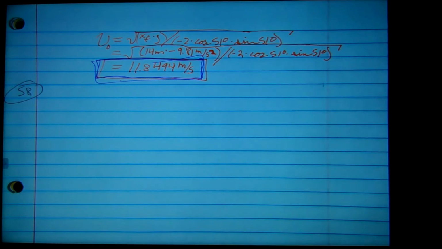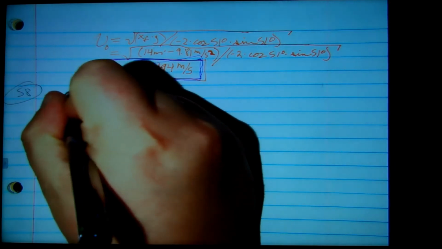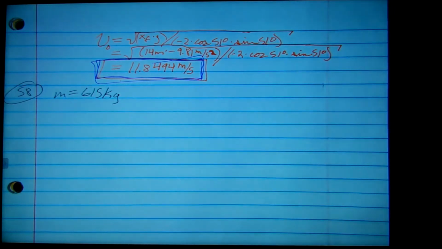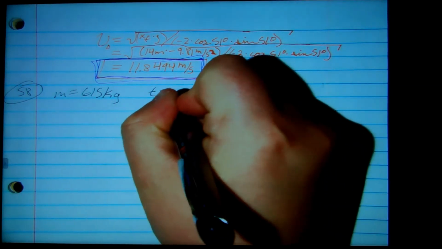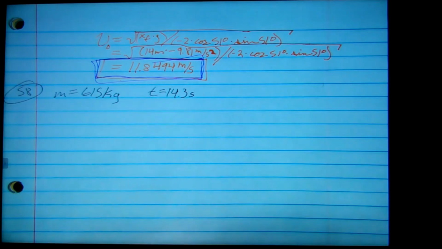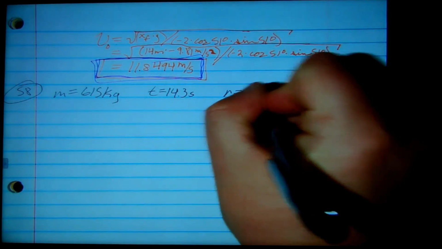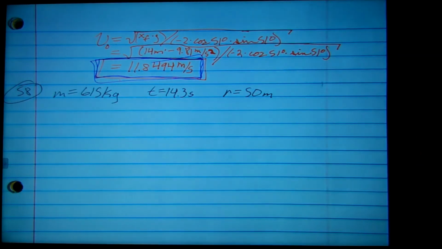In this, you have a 615 kilogram racing car, so we have a mass of 615 kilograms. This racing car completes one lap in a time of 14.3 seconds around a circular track that has a radius of 50 meters. Assume the race car moves at a constant speed. What is the acceleration of the car?